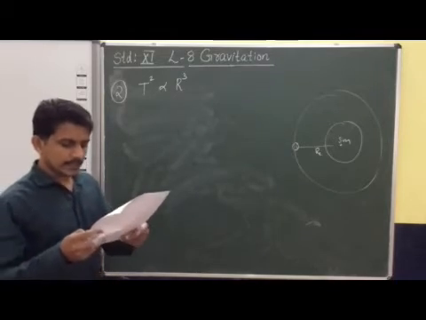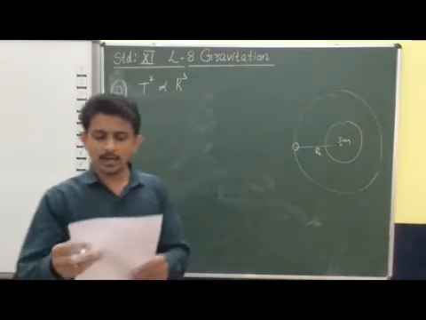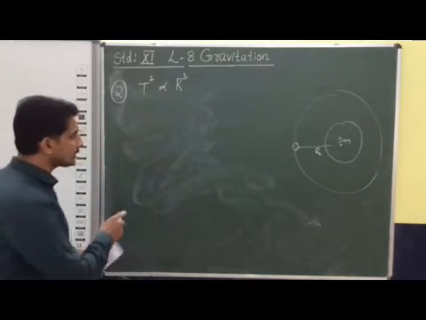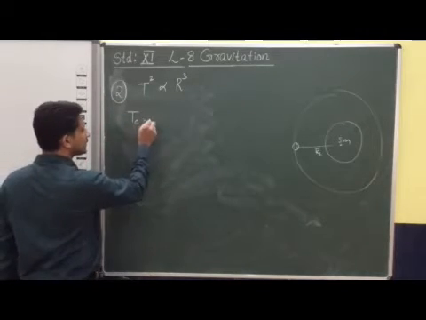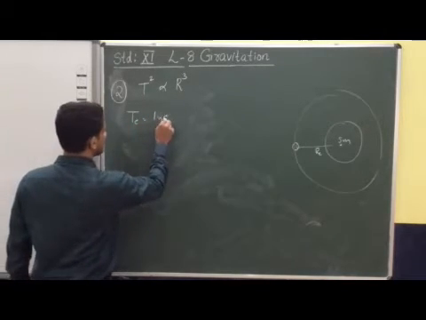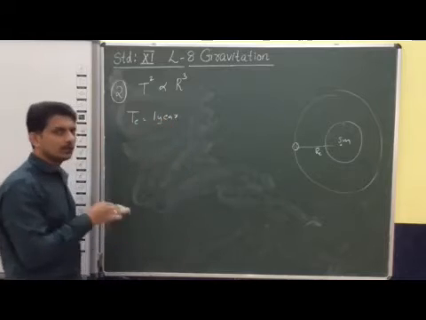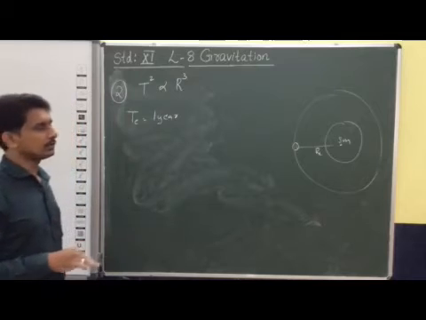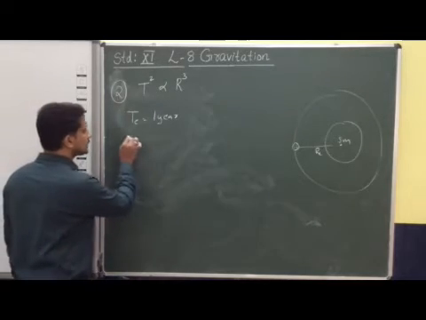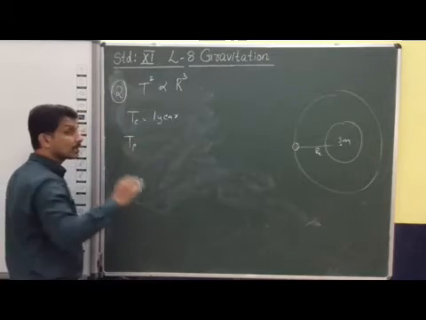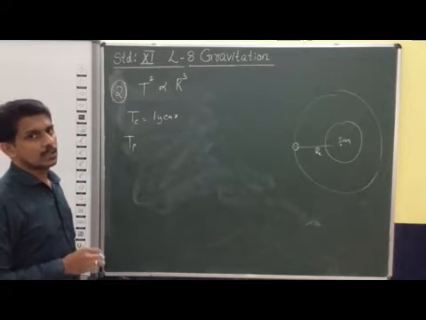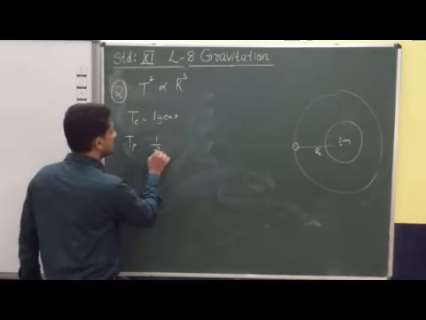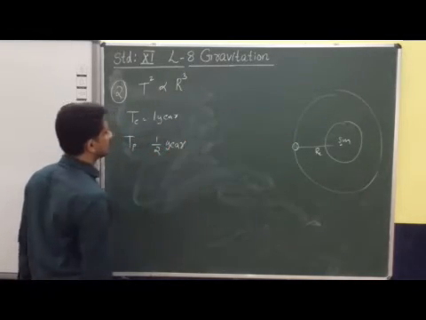In this question, a planet goes around the sun twice as fast as the earth. We know the time period of the earth is 1 year, that is 365 days. Since the planet has twice the speed of the earth, it will take half the time compared to the earth. So we can say half a year in that case.